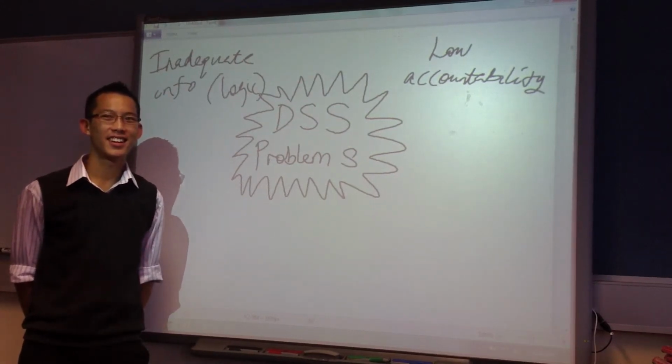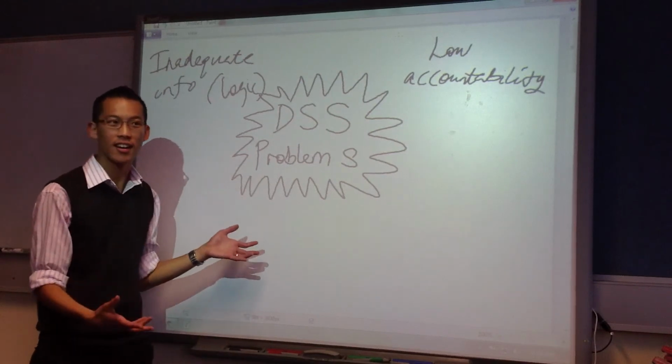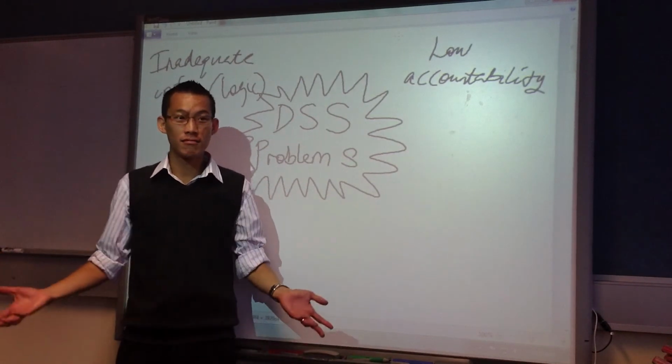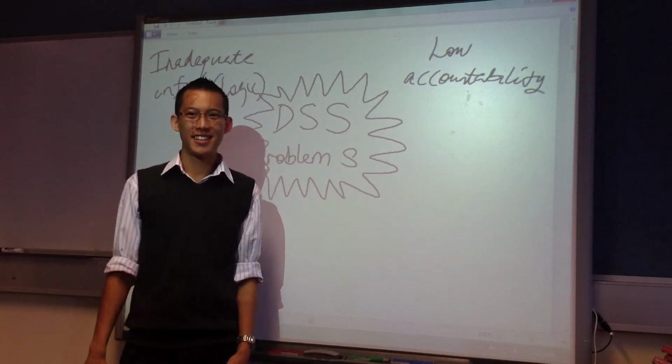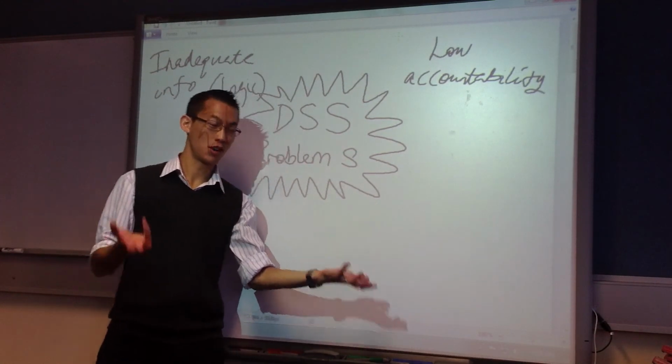Like they can't be blamed for their decisions. Okay, so if it's a computer and it makes a bad decision, or a good decision, how do you blame it, or praise it, or whatever? Okay, because it's not a human being. All right, okay.